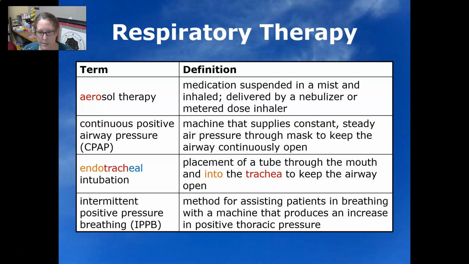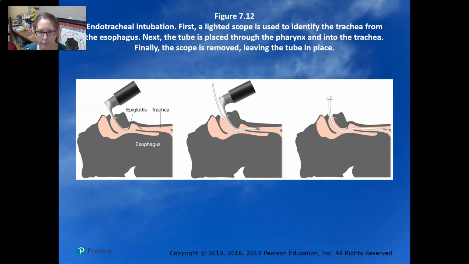Endotracheal intubation is a placement of a tube through the mouth and into the trachea to keep the airway open. When somebody's intubated, it's usually because they're going to be put on a ventilator and they need assistance in breathing. Intermittent positive pressure breathing, or IPPB, is a method for assisting patients in breathing with a machine that produces an increase in positive thoracic pressure. So it pushes some of the air in and increases the pressure inside the chest.